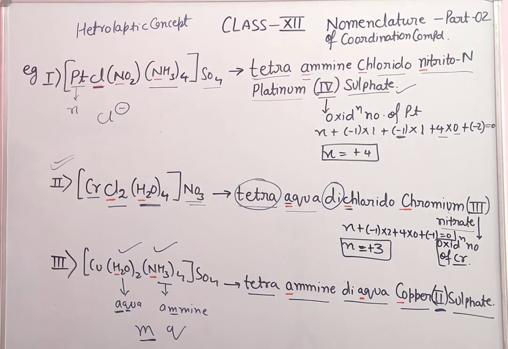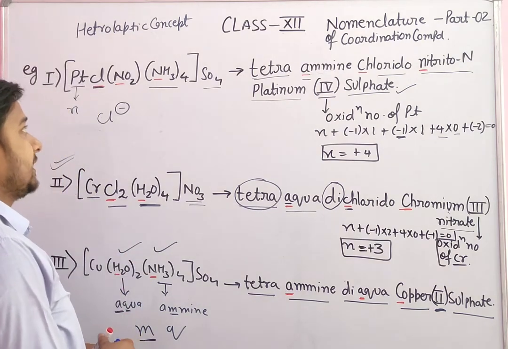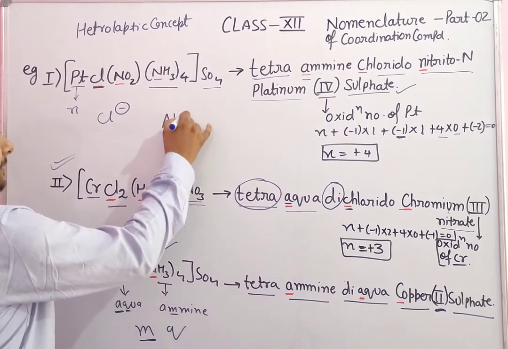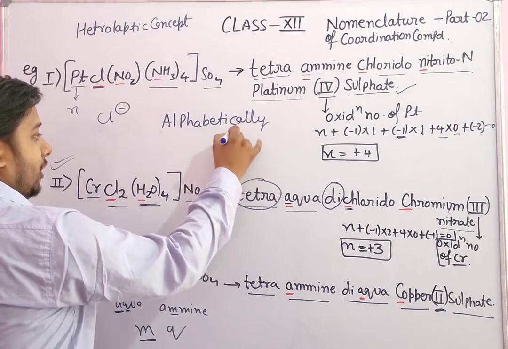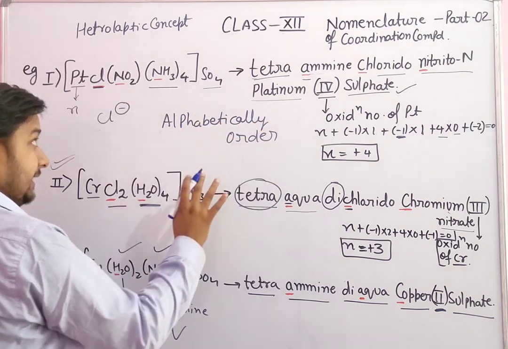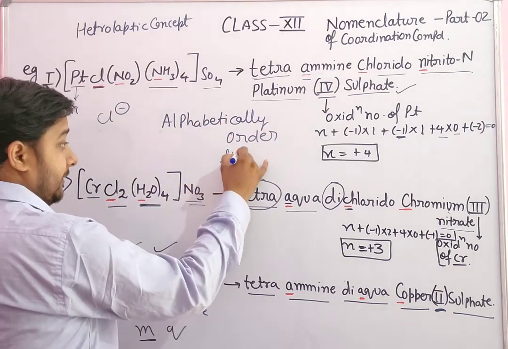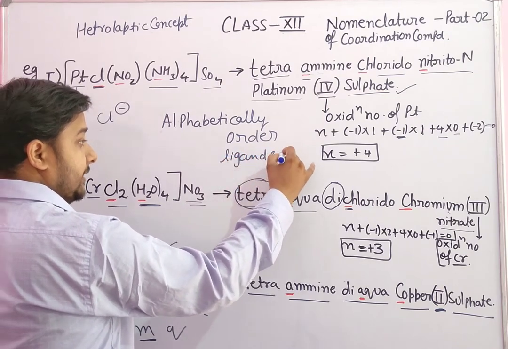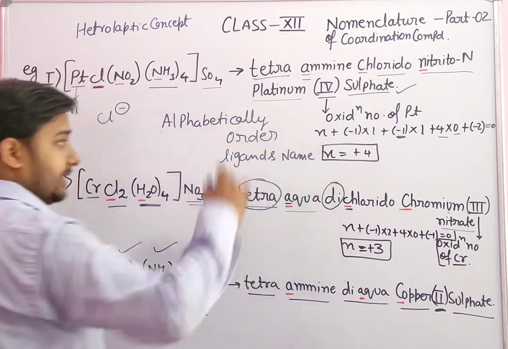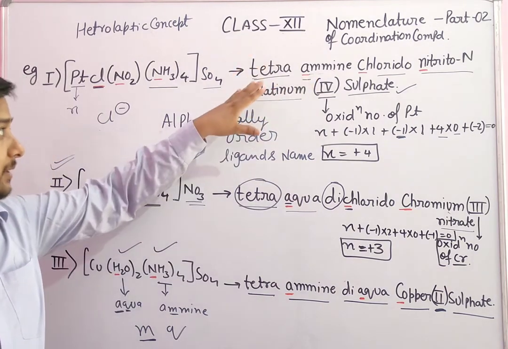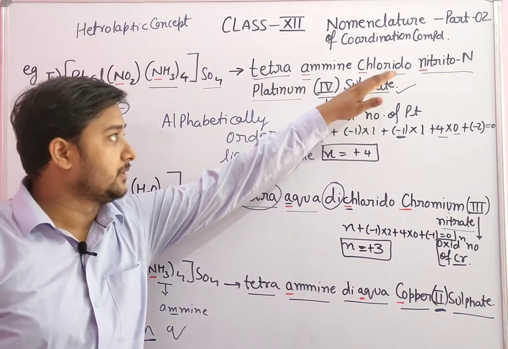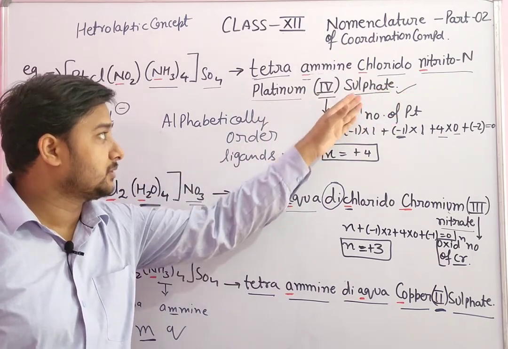So this is the pattern of how to write the name of the coordination complex. One more thing: when we write the names of coordination complexes, we will follow the alphabetical order for the ligands' names. Suppose in the exam, the question paper has this kind of nomenclature: tetraamine chlorido nitrito N platinum IV sulfate.